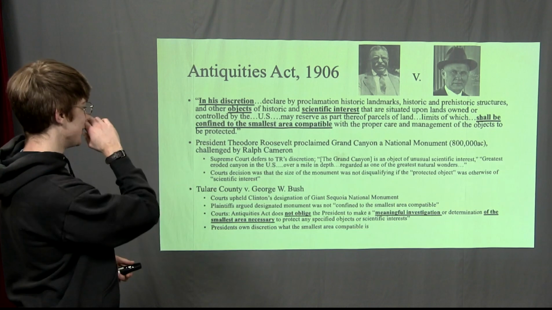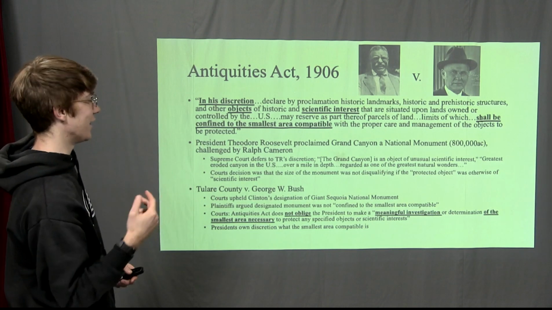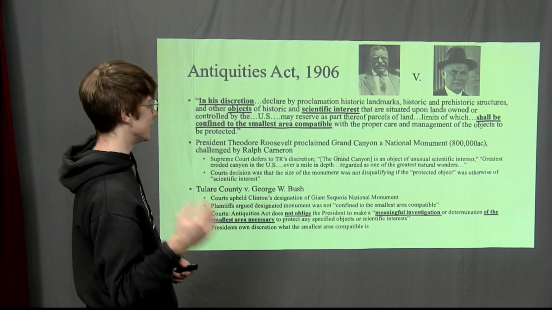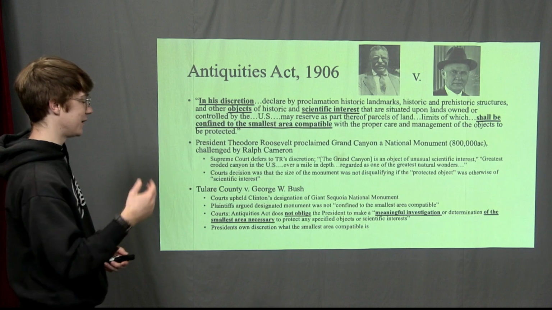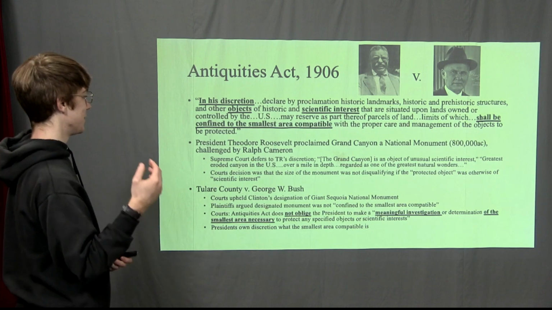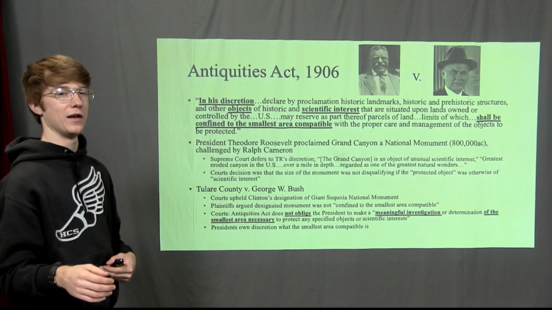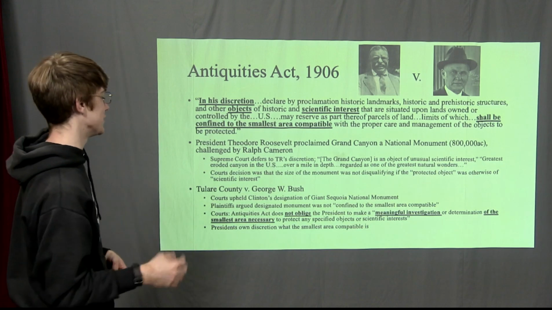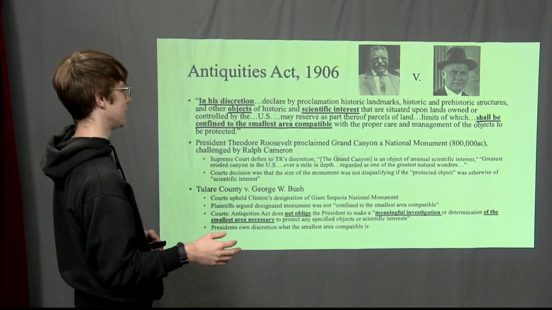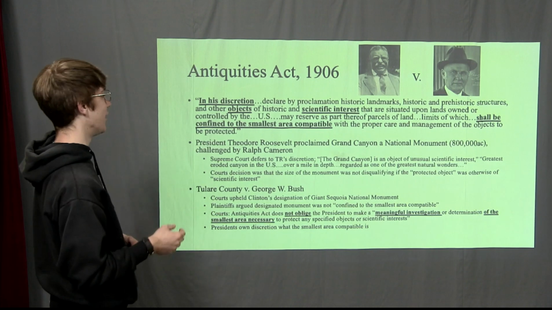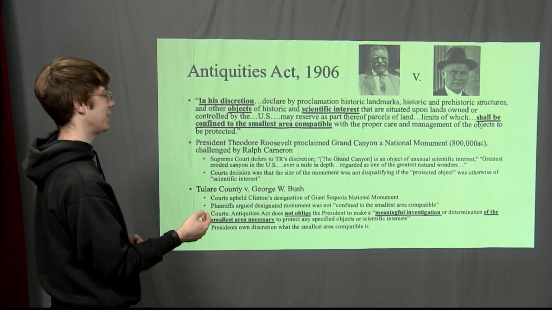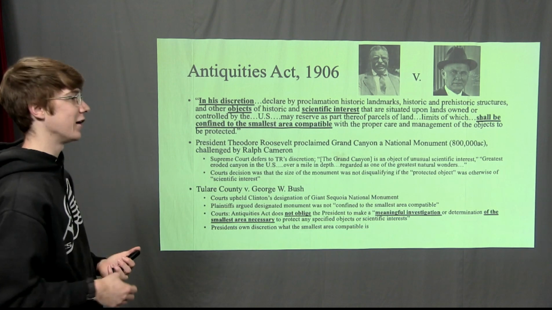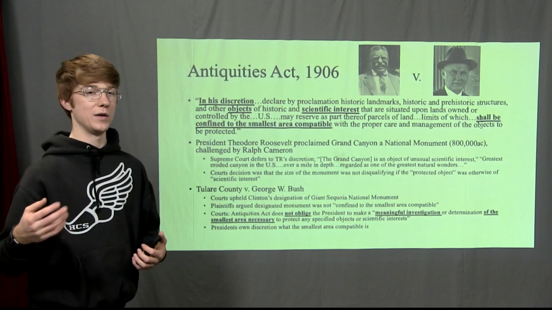But anyway, in the Grand Canyon Theodore Roosevelt case, the court didn't even get to the size of the monument, but apparently what the decision established was that the size of the monument was not disqualifying for it to be a national monument if the protected object was otherwise of scientific interest. So it met that criteria of being an object of scientific interest, and therefore the size of the Grand Canyon monument was not disqualifying for it being a national monument.